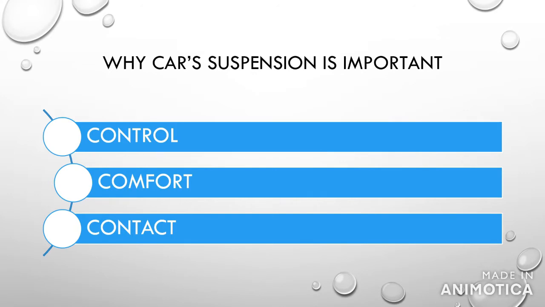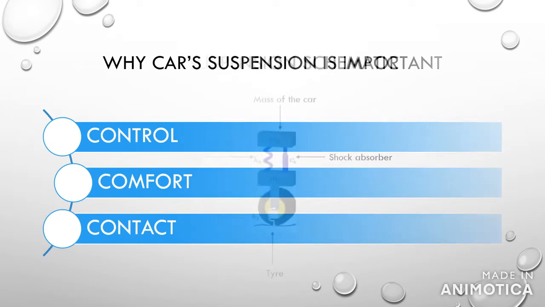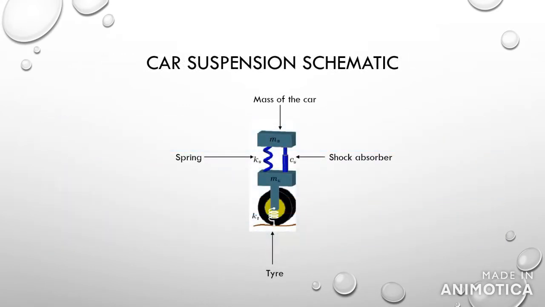And lastly is contact. Contact is to ensure that the car's tires are all touching the ground throughout your journey, which is also very important for the safety of the user. This is a schematic of a car suspension. Basically, we have the mass of the car. Here we have the shock absorber. We have the spring, and we have the tire.